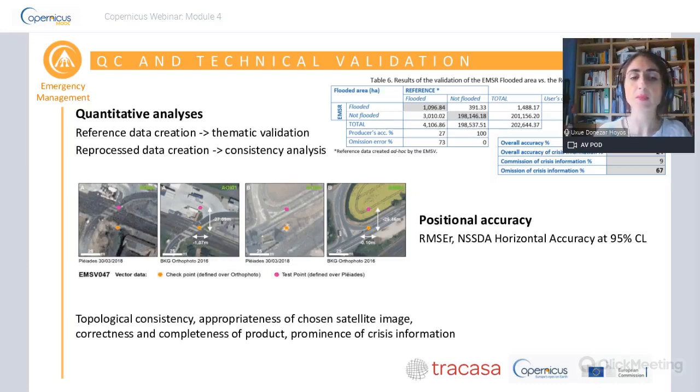Other kinds of analysis that we carry out on the products are the prominence of crisis information, whether the crisis information is visible and understandable, and the correctness and completeness of the product. If it really has all the information requested by the user, because we should never forget that this is a user-driven service. The appropriateness of the chosen satellite image, whether there was another satellite image more appropriate to create the product, and the topological consistency of the product.